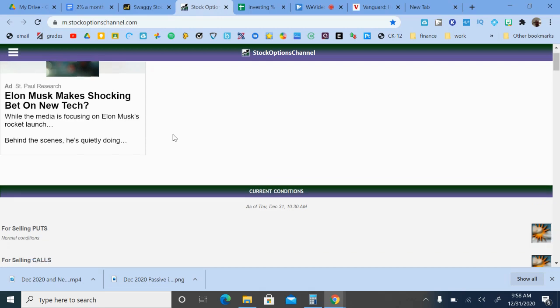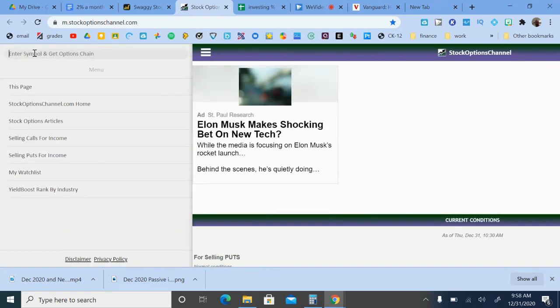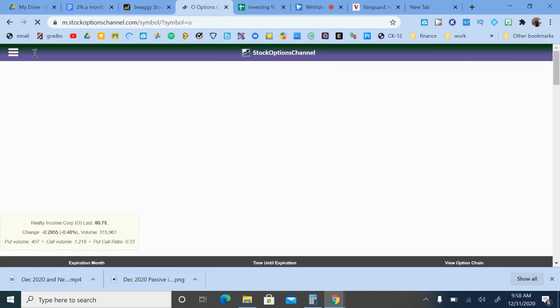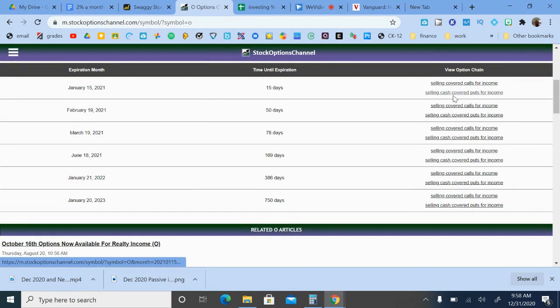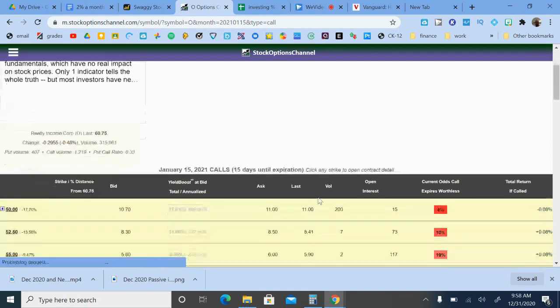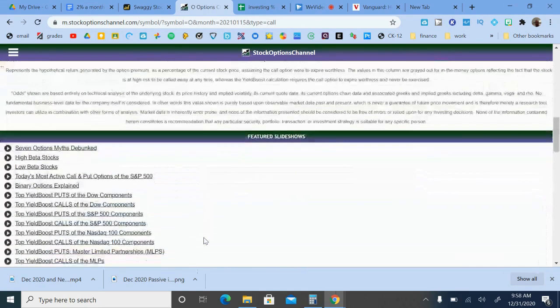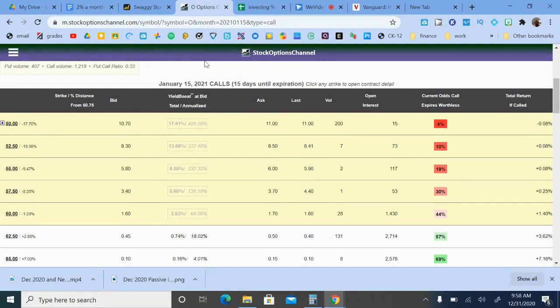So if you go to StockOptionsChannel.com, let's just type Realty Income, for instance. It's going to show you time to expiration. Again, I'm going to be looking at either weeklies or up to 45 days. So for instance, let's say I wanted to sell a covered call on Realty Income. What's good about this is it'll show the yield at when it expires. So 15 days till expiration, if I sold the 62.50 covered call, I'll get 0.74 in 15 days. You multiply that by 2. You'd be getting about 1.5% for the month, which is pretty close to the average 2% a month that I'm looking for. Okay.